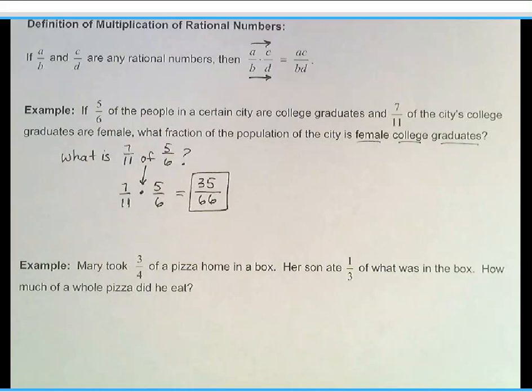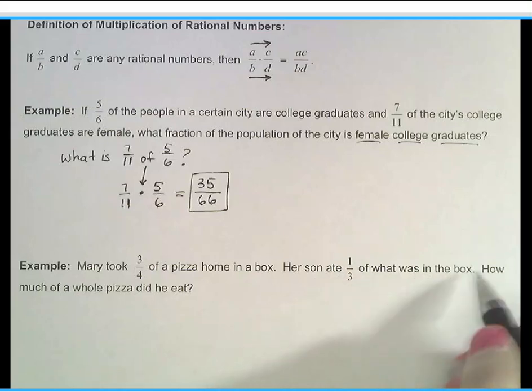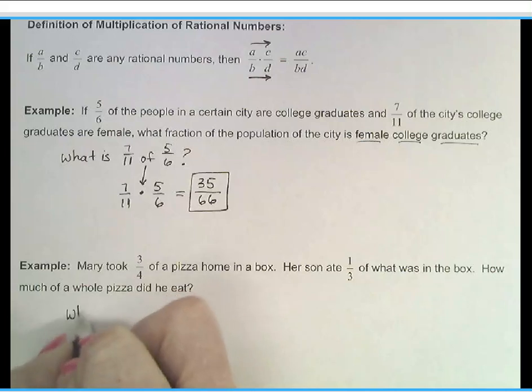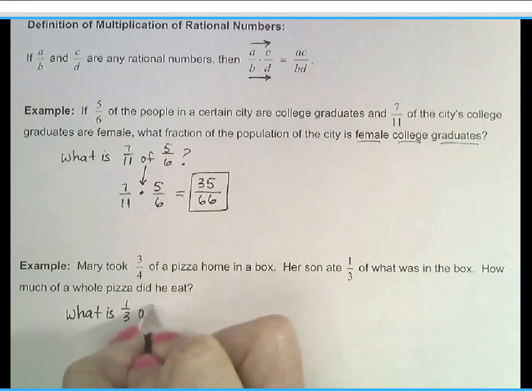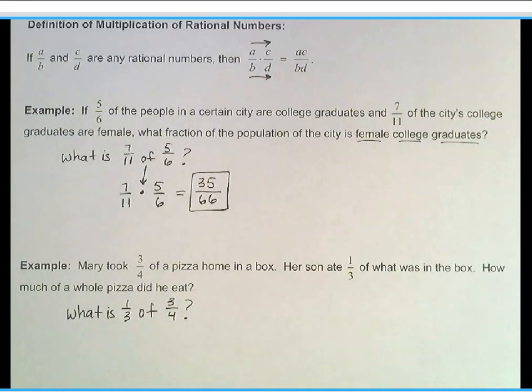All right, next one. Mary took 3/4 of a pizza home in a box. Her son ate 1/3 of what was in the box. How much of a whole pizza did he eat? So he ate 1/3 of what was in the box, and what was in the box was 3/4 of a pizza. So again, it's like saying, what is 1/3 of 3/4? And again, the word of means that you have multiplication.